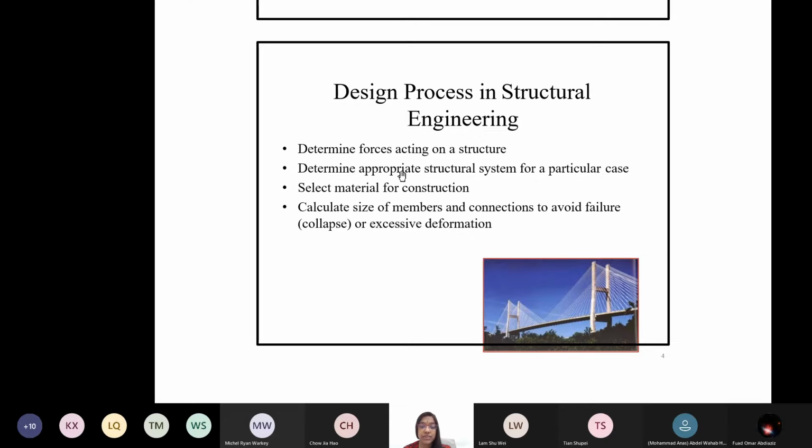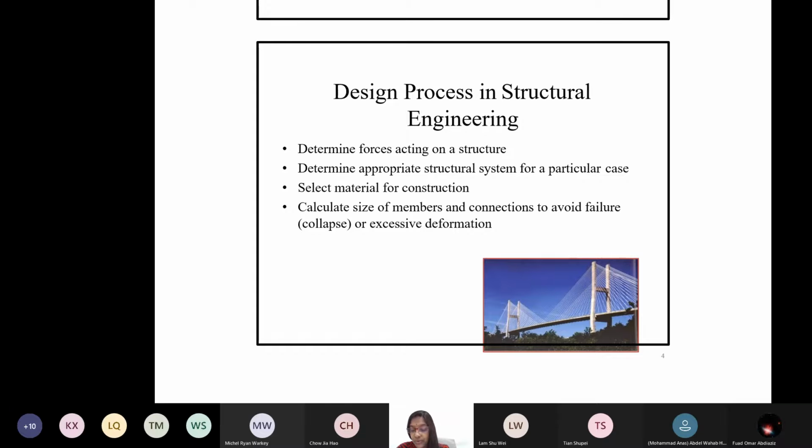Determining forces acting on a structure is important. Determine the appropriate structural system for a particular case, right? Having been given the load, you should decide what combination of loads, whether a bungalow type building can have it.